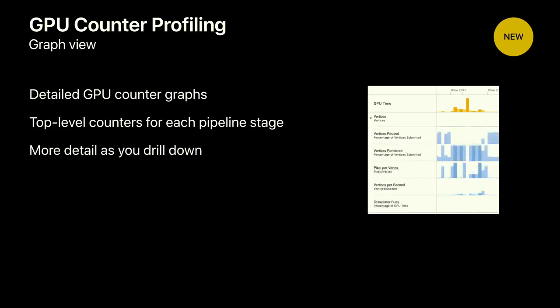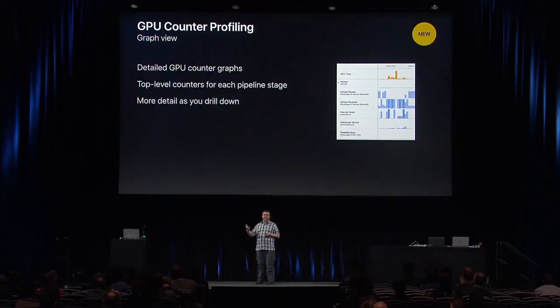For each group, you can drill down to more detailed counters, exploring a lot more data for each stage. This is great for a workflow where you identify as your first cut where you think the performance issue is, and then drill down to see why it's going on.